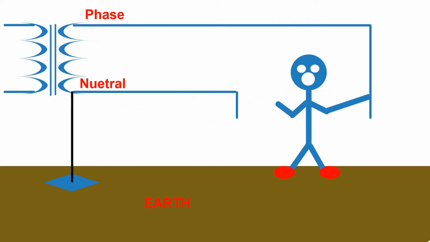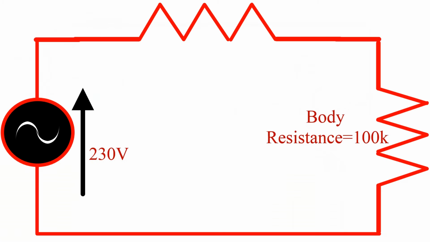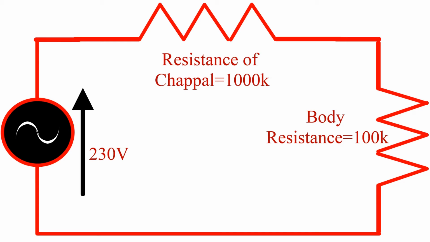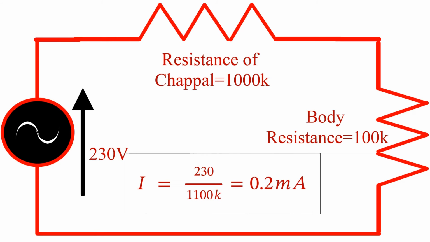Now, we are considering another scenario, where a person is standing on earth with footwear. Under this situation, the footwear provides a large value of resistance to the flow of current. So the person would be safe, and will not feel any shock. Now, when we look at the equivalent circuit, there will be an additional resistance of 1 megaohm, which is offered by the footwear. So the current will be 230 volt divided by 1100 kΩ, and that is only 0.2 mA, and this value is not dangerous for the human body.